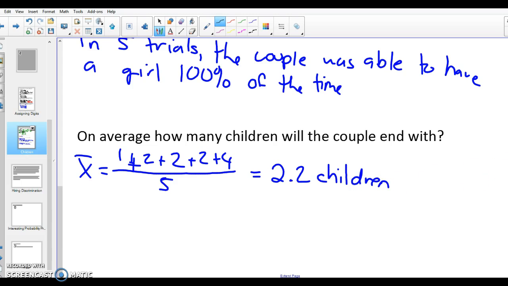That would not need to be rounded, because remember that we're talking about on average. We're not talking about any one family ending up with a fraction of a child.